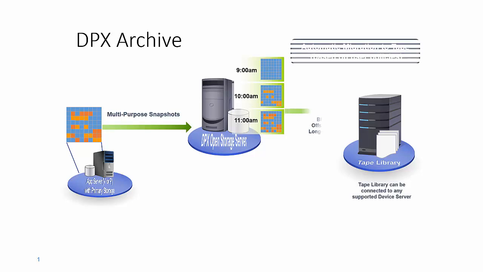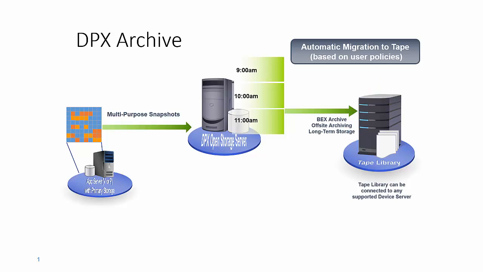So what we can do through DPX Archive is set up an automatic migration policy of data snapshots to tape media or disk media for longer term retention. Now in this case, we're keeping two separate copies of the data, one on disk where we can perform our advanced recovery restores, and then another copy on tape where we'll be able to perform file level recovery.